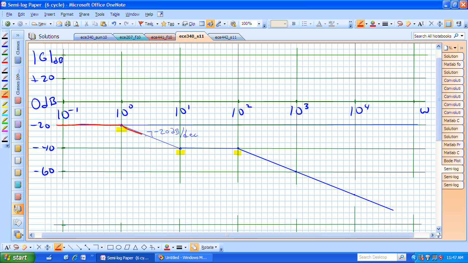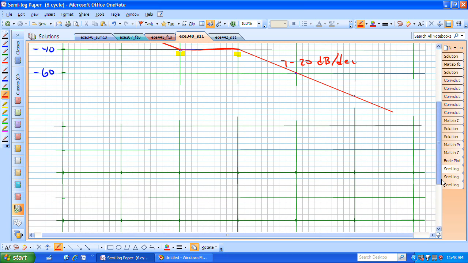magnitude plot will then be the sum of all of these contributions, which is really sort of what I put together anyway. And now let me just go ahead and complete that magnitude Bode plot, which is now sloping at minus 20 dB per decade beyond 100 radians per second.